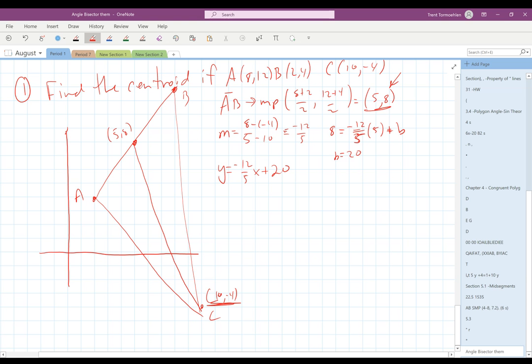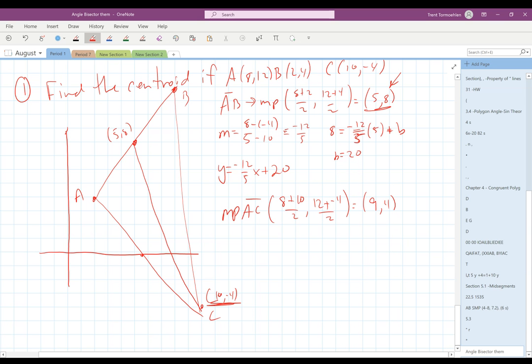So then let's go ahead and do the one from AC. And so the midpoint of AC is going to be (8 plus 10) over 2, (12 plus -4) over 2, which just equals (9, 4). That's our midpoint. Oh, that was actually the midpoint of BC, not AC, right? No, it is AC, and so it's this one over here, yeah.